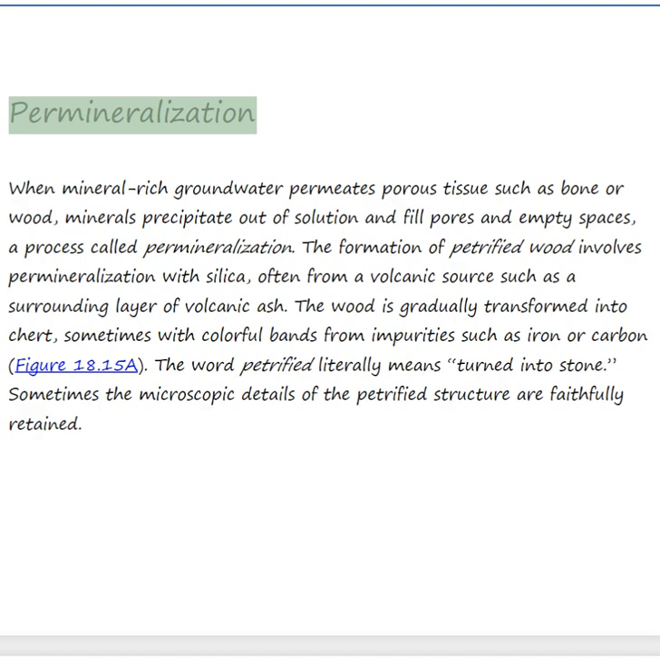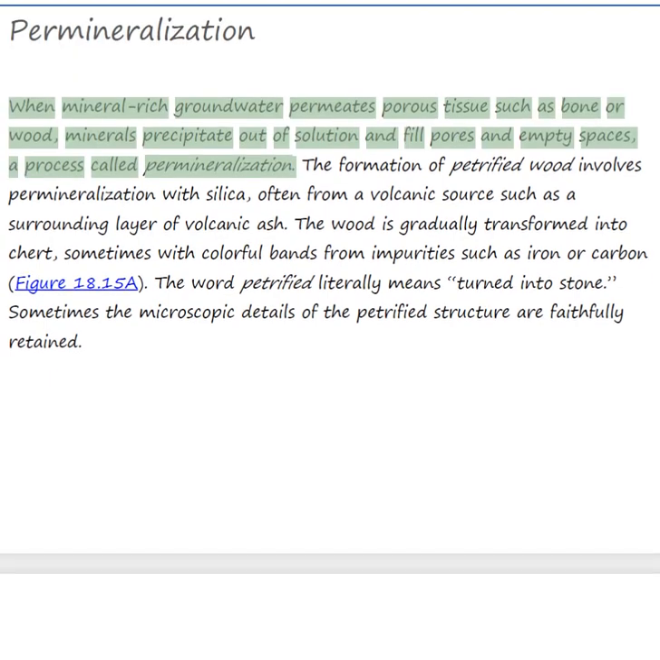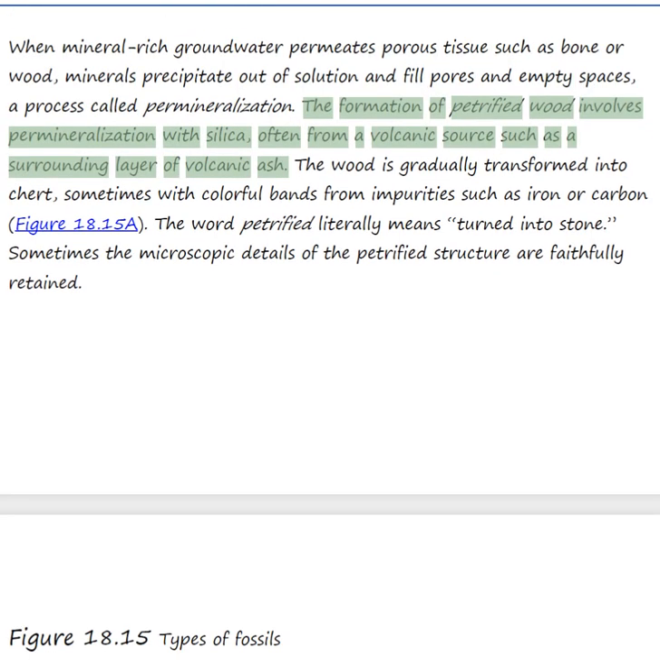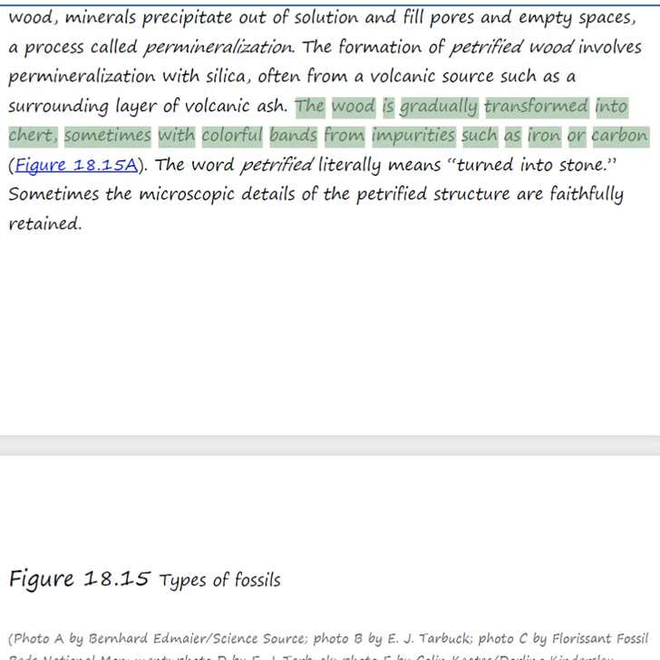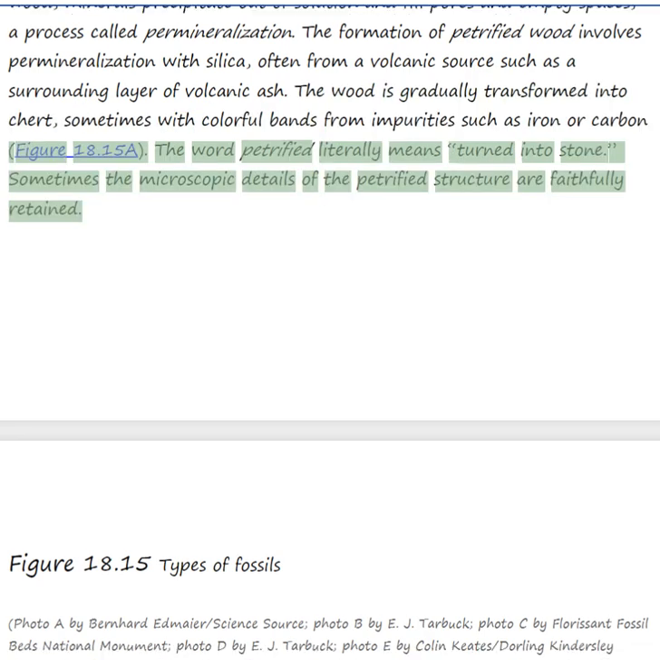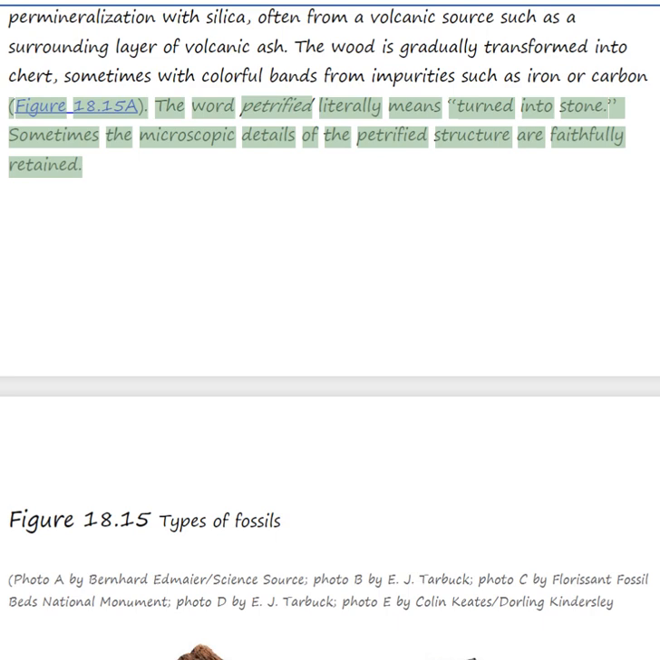Permineralization. When mineral-rich groundwater permeates porous tissue such as bone or wood, minerals precipitate out of solution and fill pores and empty spaces, a process called permineralization. The formation of petrified wood involves permineralization with silica, often from a volcanic source such as a surrounding layer of volcanic ash. The wood is gradually transformed into chert, sometimes with colorful bands from impurities such as iron or carbon. The word petrified literally means turned into stone. Sometimes the microscopic details of the petrified structure are faithfully retained.